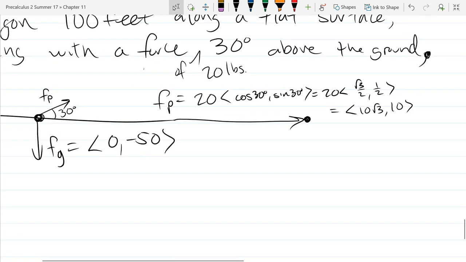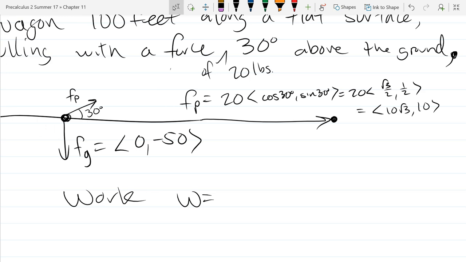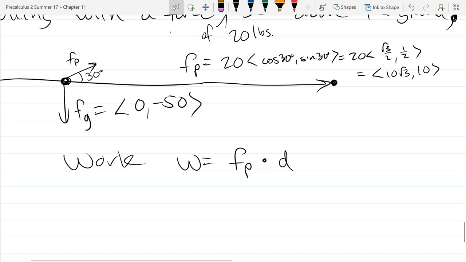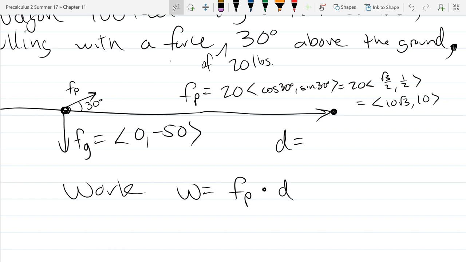All right, so it's FP and FG, and work is, ooh, didn't really matter what force of gravity was. That was irrelevant. All we needed is FP, force of the pull, times the displacement. All right, we better figure out what the displacement is. So we're pulling this wagon 100 feet, and we're pulling it 100 feet directly to the right. So there's zero vertical, and we're going 100 to the right. So we get 100 for our x coordinate and 0 for our y coordinate.